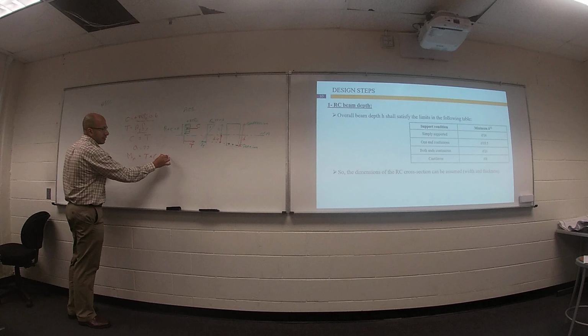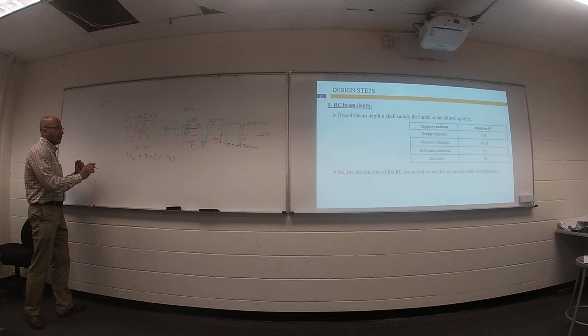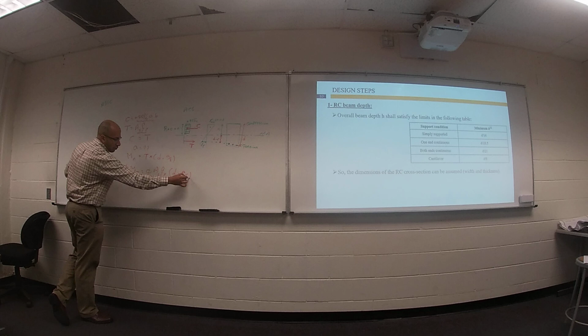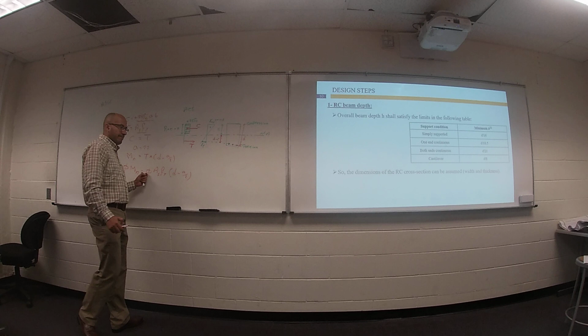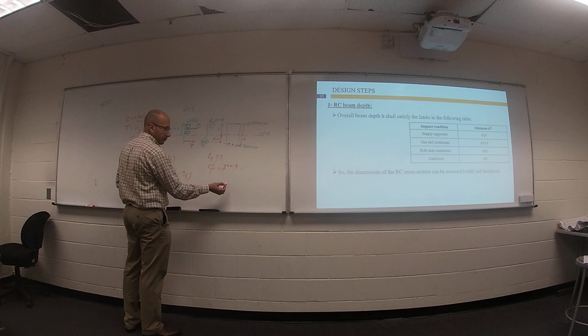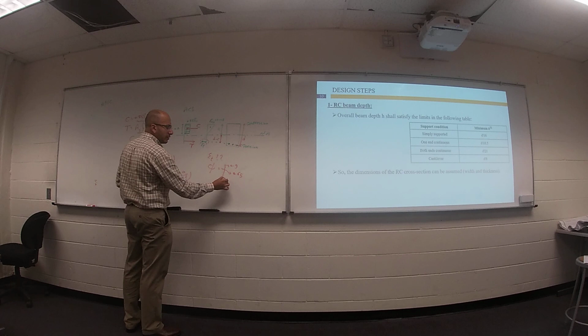If you would like to get the design moment, you need to add a term called phi. Phi Mn equals phi T, area of steel, f yield, times d minus a divided by 2. Anybody remember how I can get phi? Based on the value of this strain, I can tell you the value of phi. Sometimes 0.9, sometimes 0.65, I think. Sometimes we have an equation based on the value of epsilon t.